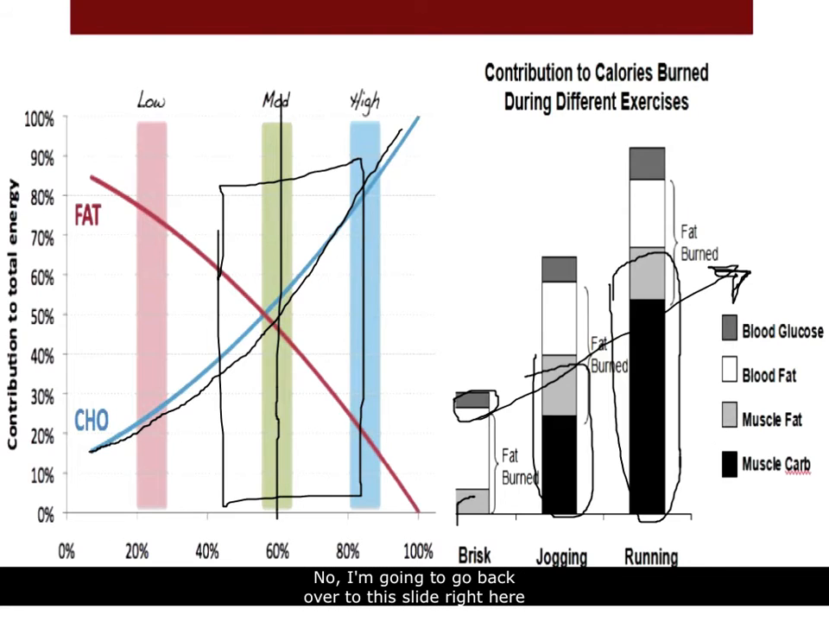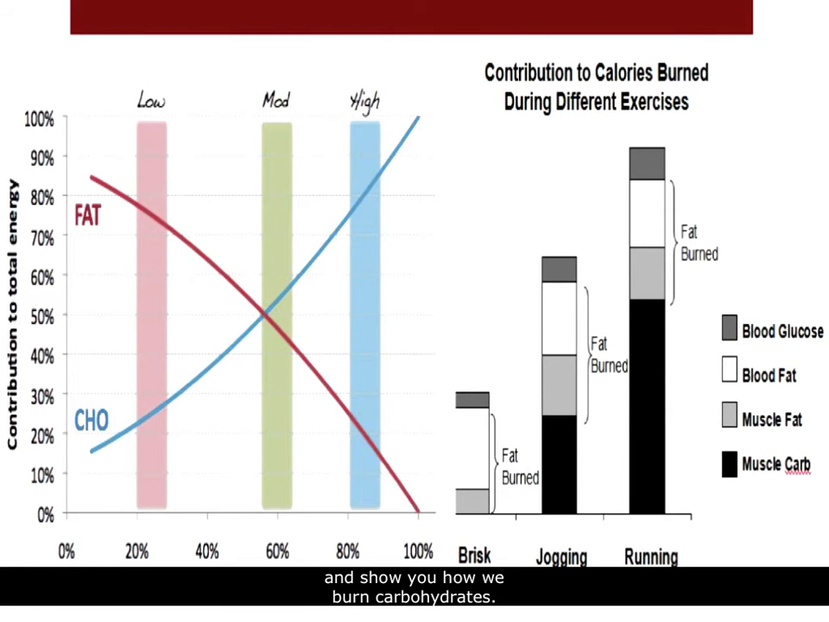Now, I'm going to go back over to this slide right here and show you how we burn carbohydrate. Let's see, I want to clear that, yes. How we burn fat during exercise. So fats aren't nearly as specific, and I'll start with this one and show you why. During any exercise intensity, low, moderate, or high, this is brisk walking, so low intensity.